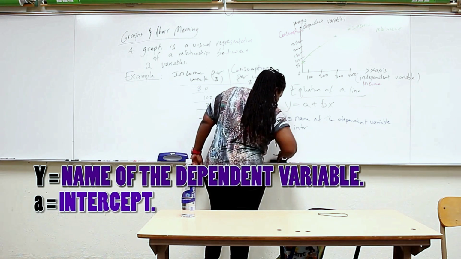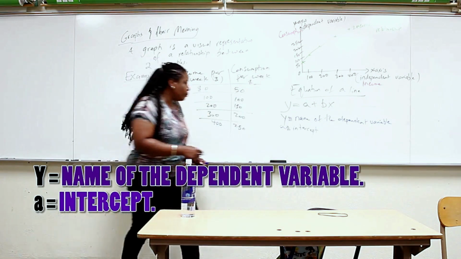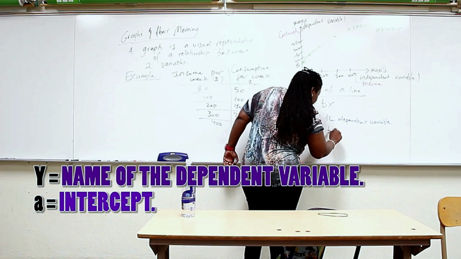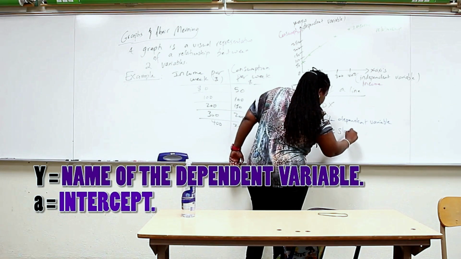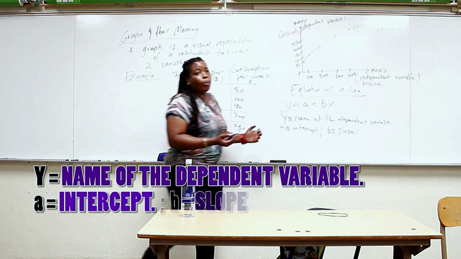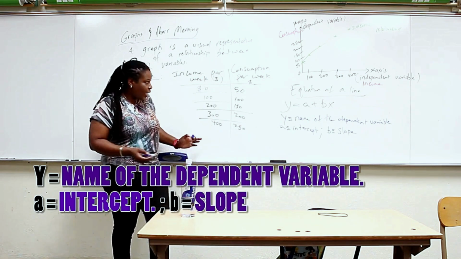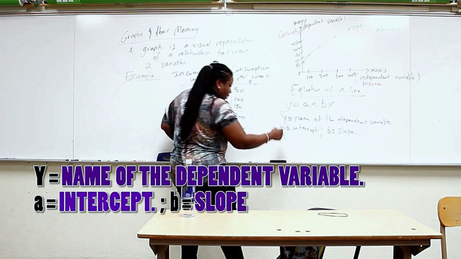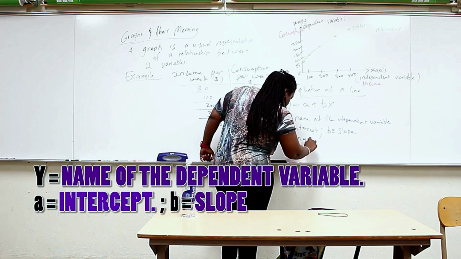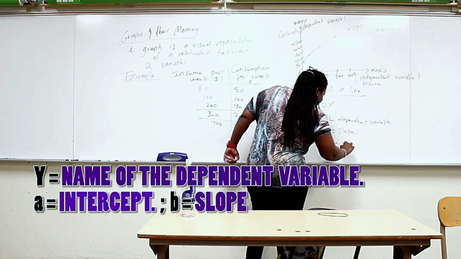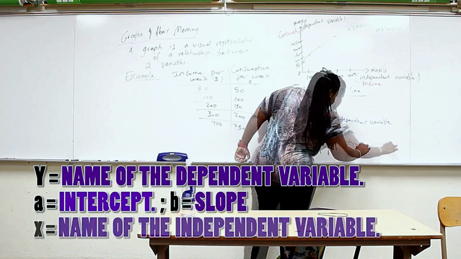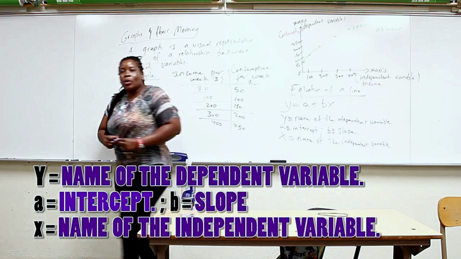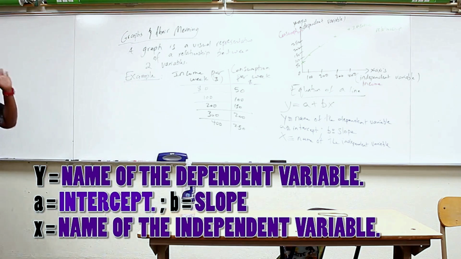We'll talk about this in a minute. The b, this one you might not be so familiar with, but that's okay, we'll go through it. It's a slope. And the x, you can already guess what the x is. X, just like the x-axis, is the name of the independent variable. Yeah? So that's y is equal to a plus bx. There are all the players associated with that.